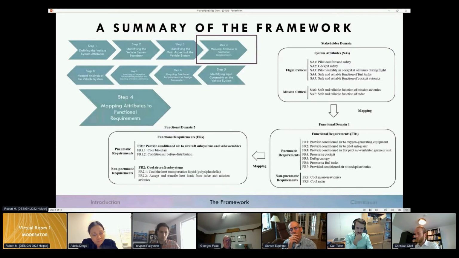Then all pneumatic requirements are lumped into a single functional requirement FR1 that is defined in functional domain 2. Similarly, all non-pneumatic requirements are lumped into a single functional requirement FR2 that is also defined in functional domain 2.